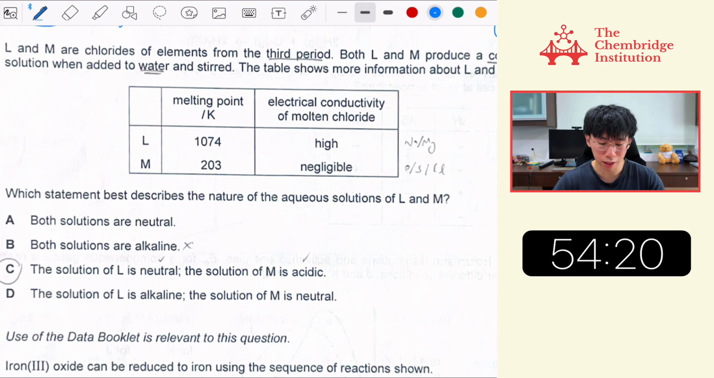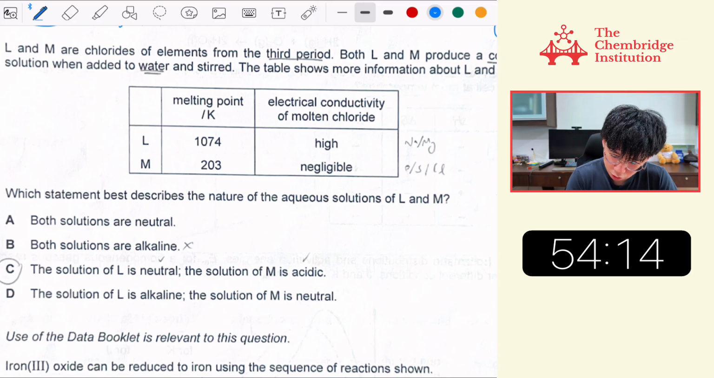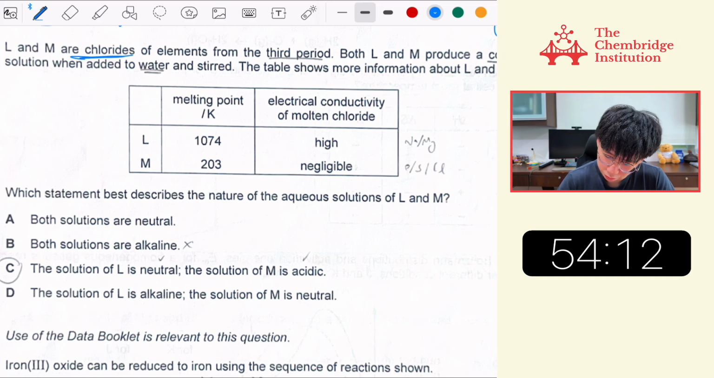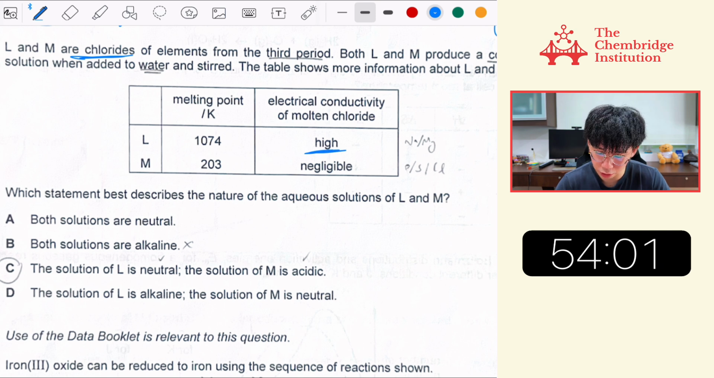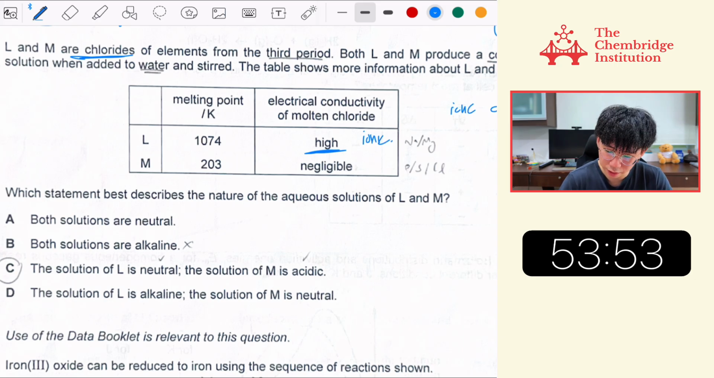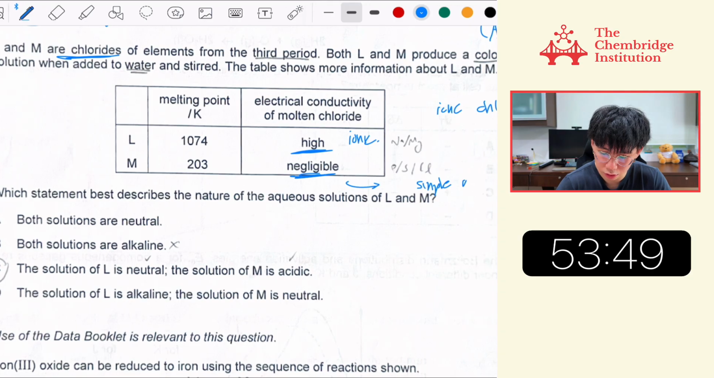Both L and M produce a colorless solution when added to water. And third, the table below shows more information about L and M. Okay, so this is talking about periodicity most likely. Which statement best describes the nature of the aqueous solutions? So if there is a high electrical conductivity of the molten chloride, then definitely it's ionic. So it's ionic. This produces an ionic chloride. And this one over here seems to be like a simple molecular structure.